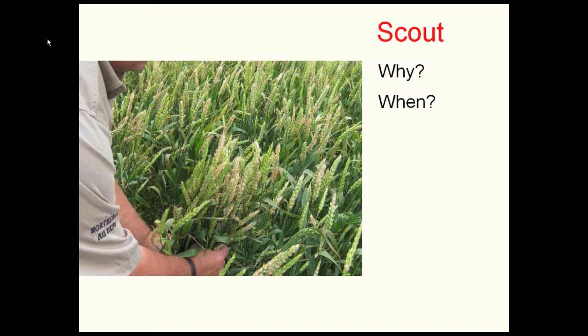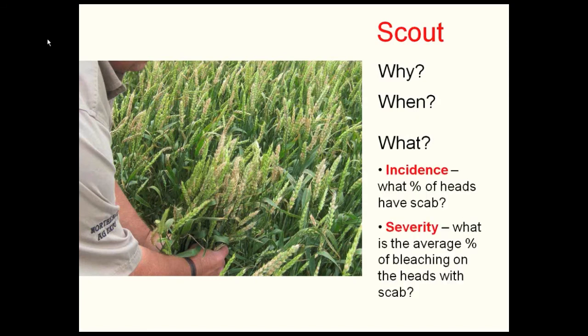You go out, you have a look at the crop, and really what tips you that there's a problem is these two-tone heads that are partly bleached and partly green. So the crop needs to still be green, so you can see the difference between the green color and the bleached color. So that's what you're looking for. You're looking at incidence, which is what percent of these heads have any scab on them. And severity, what is the average amount of scab that that bleached head has?